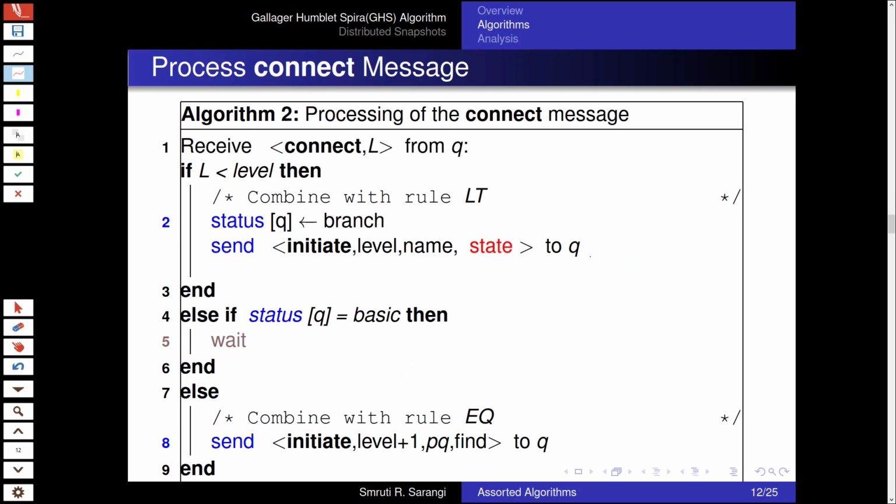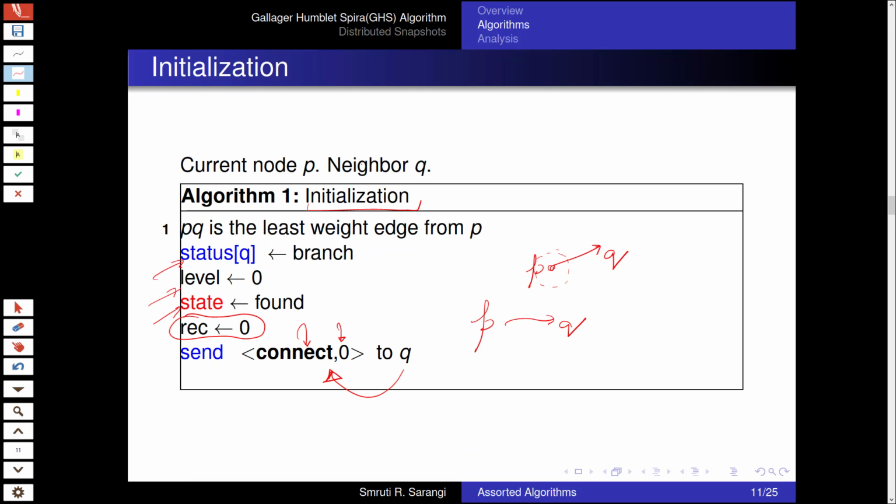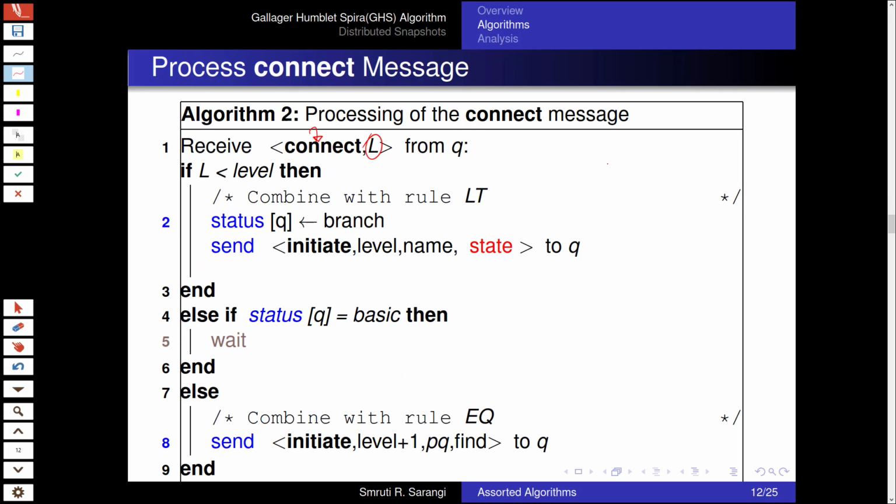Now coming to algorithm 2, which is the processing of the connect message. When I receive the connect message, the message type is connect and L is the level of the sender. In this case, the level of the sender is 0. When a node receives a connect message, you can say P sent it to Q, but what is our convention? Our convention is that I am always node P and the other node is Q. So as far as I am concerned, I am node P, getting a connect message from another node, which is Q. This might be confusing, but this is what we do.